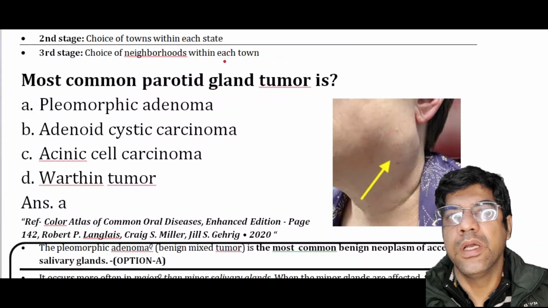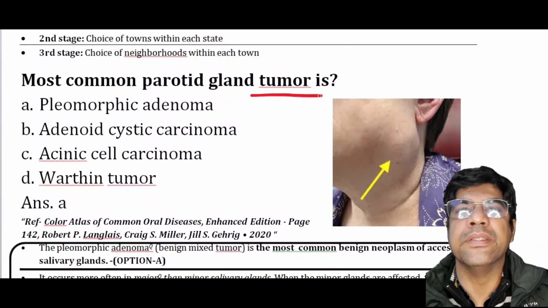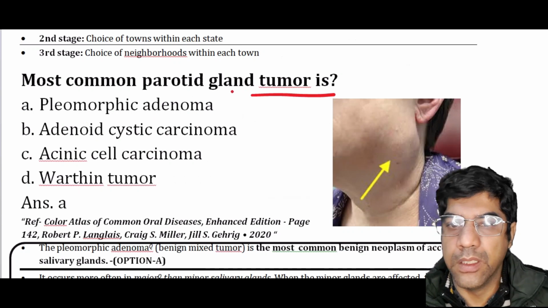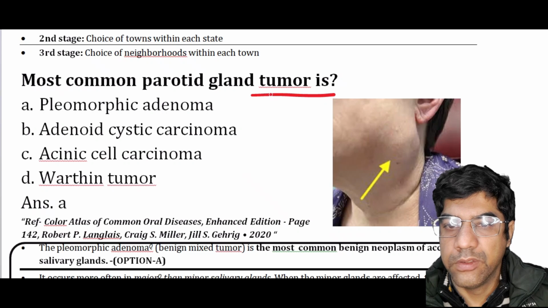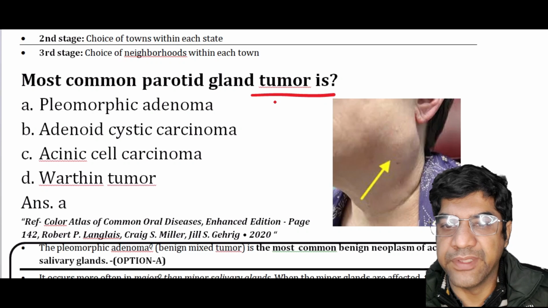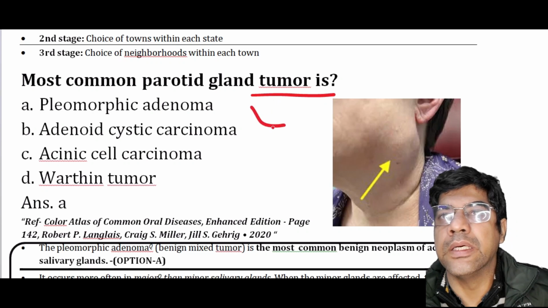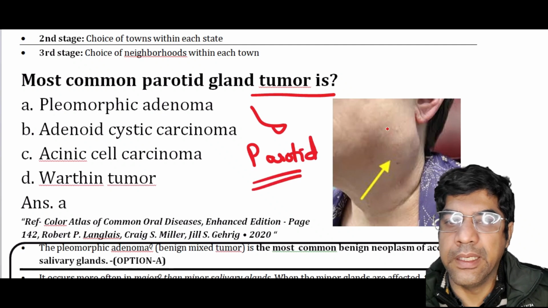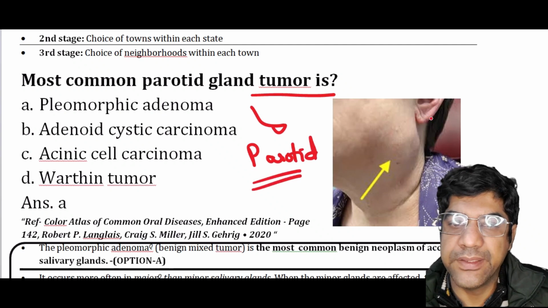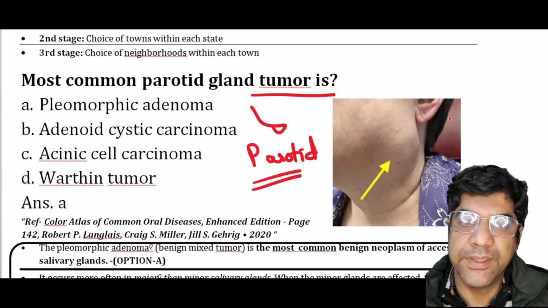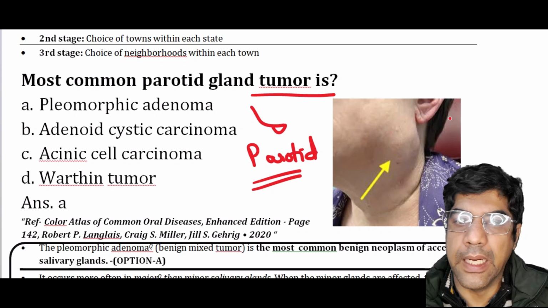Coming to the next question, the most common parotid gland tumor is the pleomorphic adenoma. So remember, the pleomorphic adenoma is the most common benign neoplasm of the salivary gland, including the parotid gland. It is more frequent in the major salivary glands. The tumors are more common in adults and women and tend to spread lateral to the midline.